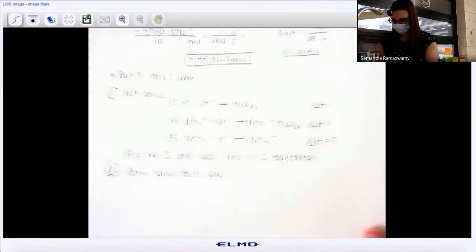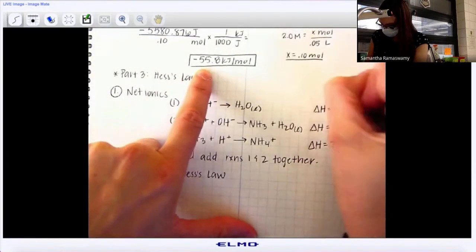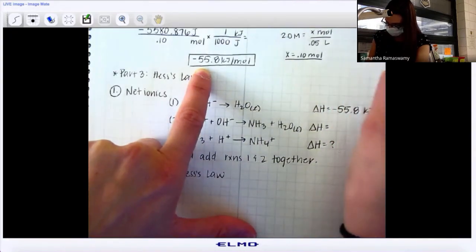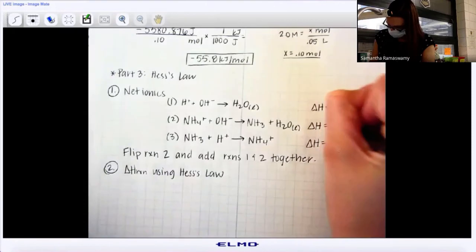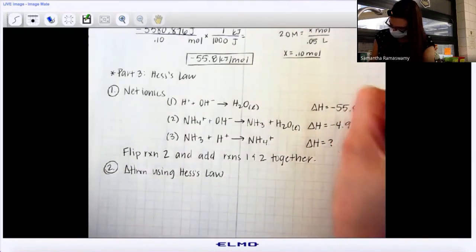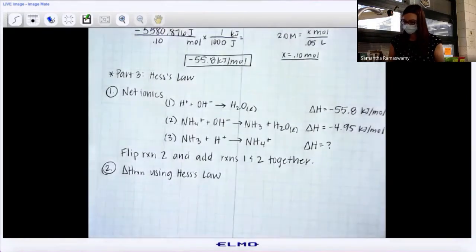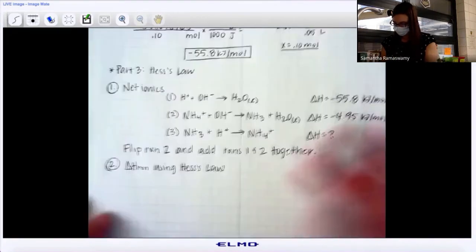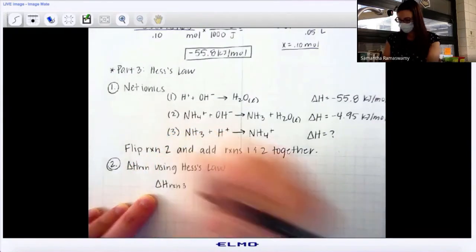So if I look back at what we just calculated, here's reaction 1: negative 55.8 kilojoules per mole. Reaction 2: negative 4.95 kilojoules per mole. And then it wants us to actually find equation 3 using this information. So delta H reaction, equation 3.